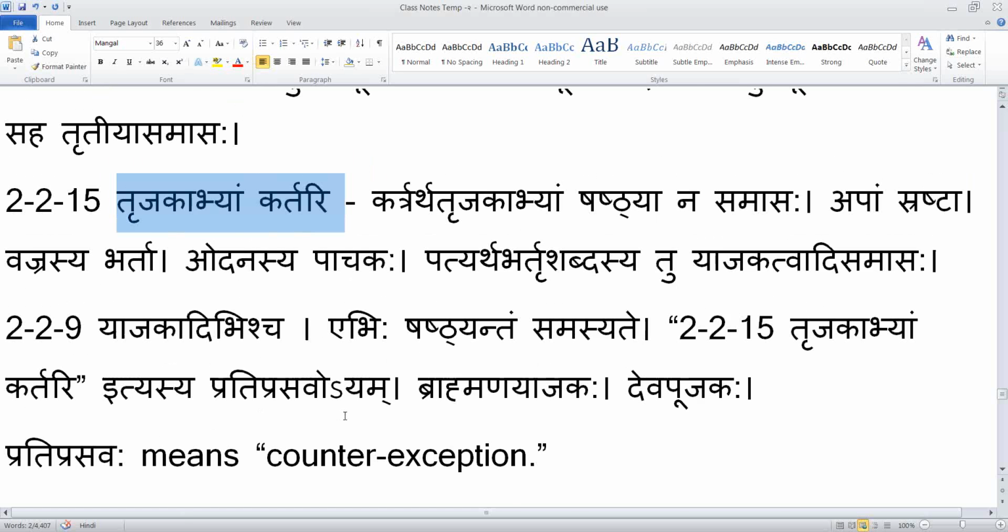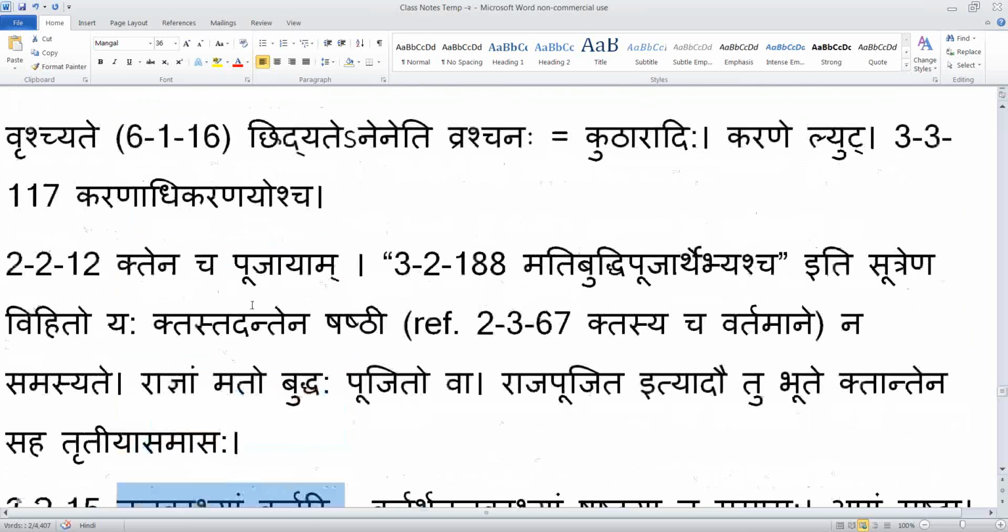Which in the last class we mentioned, that is senacha pujayam. Now what is this one? This is a shashti which is used in pujayam. This pujayam refers to the sutram which is matibuddhipujarthebhyashcha.